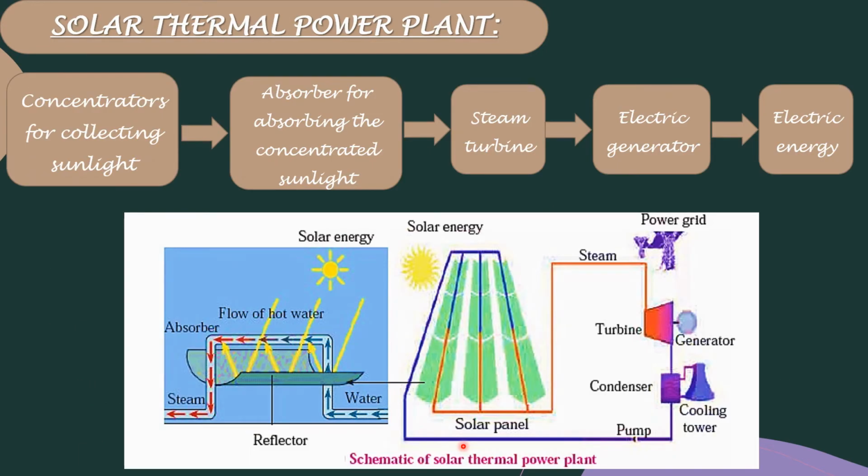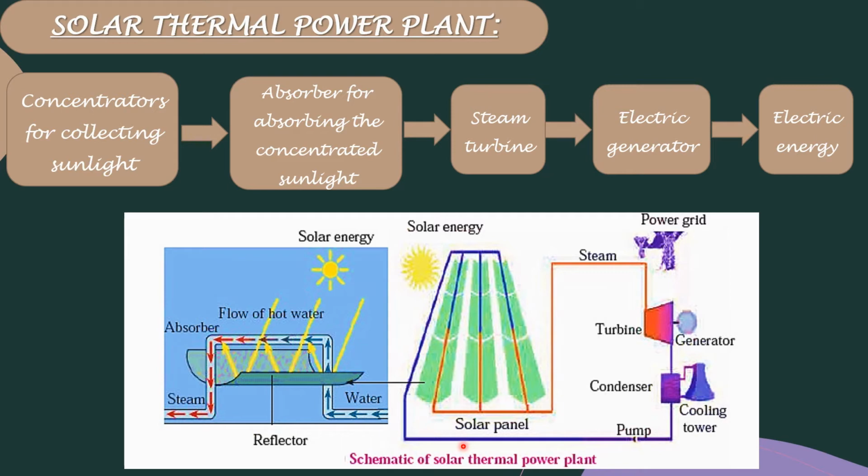Students, we have seen that thermal energy generated from coal and nuclear fuel can be used to generate electricity. Thermal energy can also be generated from solar radiation and can be used for electricity production. So now let's see the different stages in a solar thermal power plant.